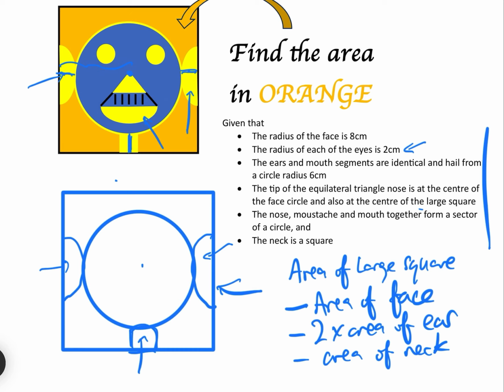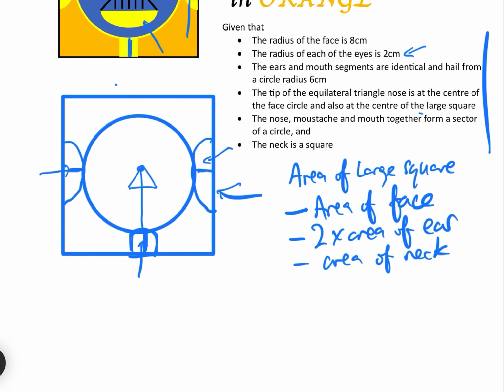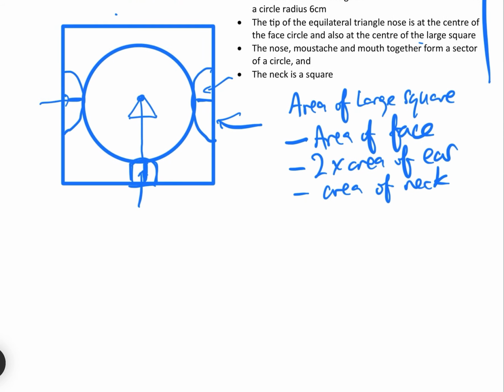Now the problem is that we're not given the dimensions of the square, so we have to work that out. But what we're going to do is we'll be able to see that as this is the centre of the circle and of the square, if we can find this distance here, and this distance here, and this distance here, we can work out that the dimensions of the square are equal to the radius of the face plus this distance, and then we can go from there. Okay, so let's enough talking, let's get on with it.